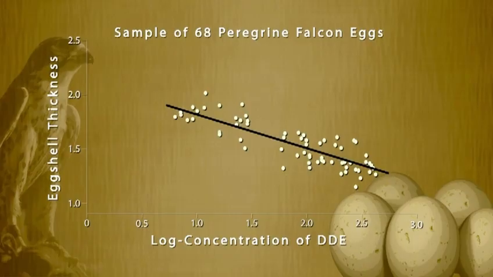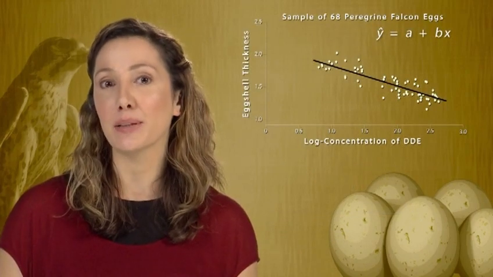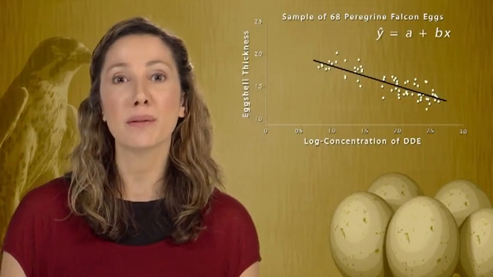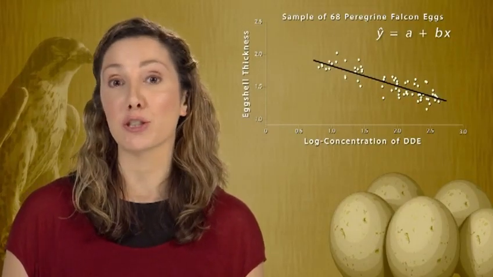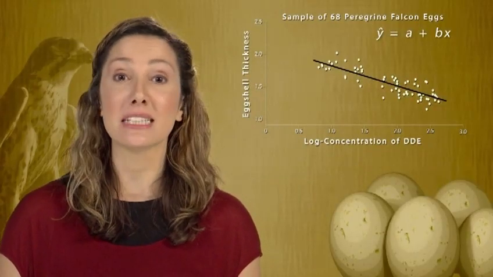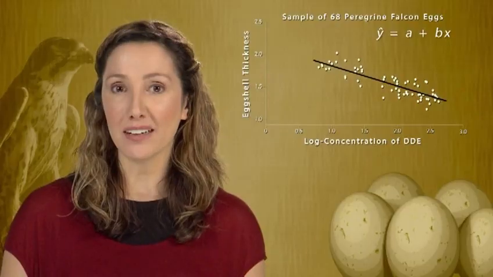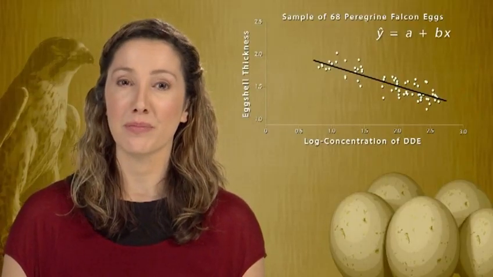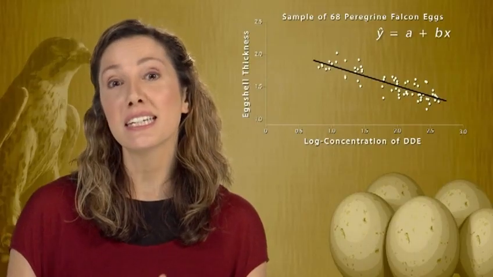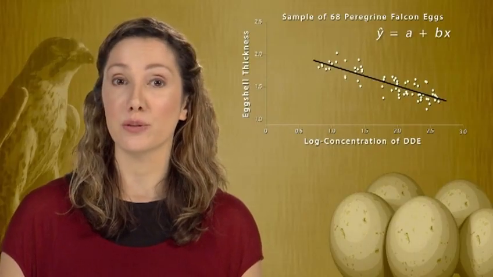Remember, it's described by the equation y hat equals a plus bx. The data show a negative linear relationship between the two variables. Using the equation, we can predict eggshell thickness for any measurement of DDE. The slope b and intercept a are statistics, meaning we calculated them from our sample data. But if we repeated the study with a different sample of eggs, the statistics would take on somewhat different values.